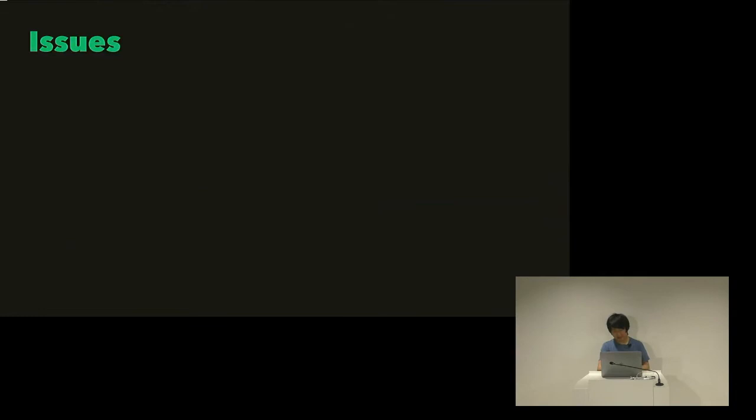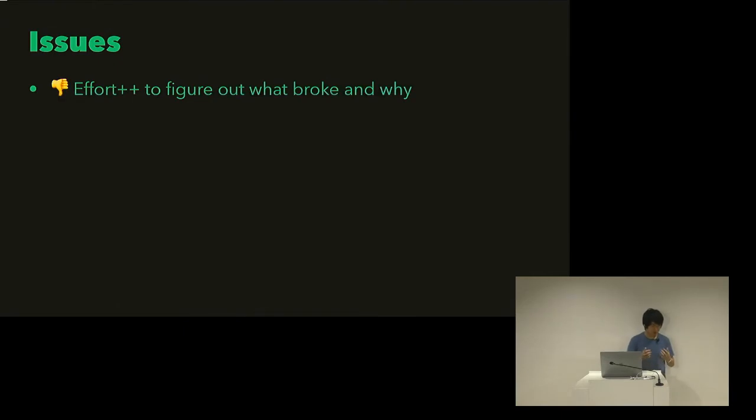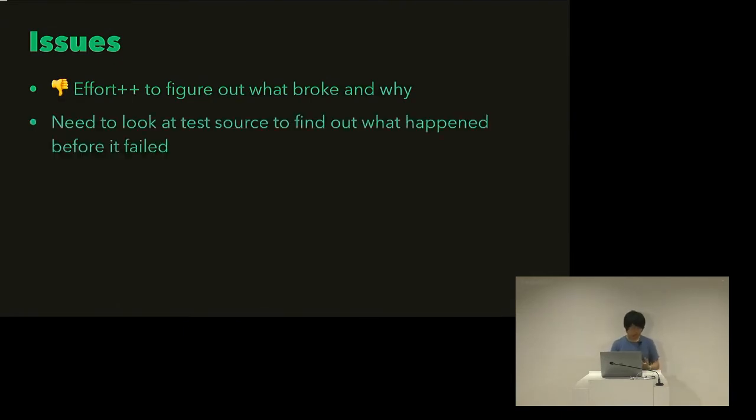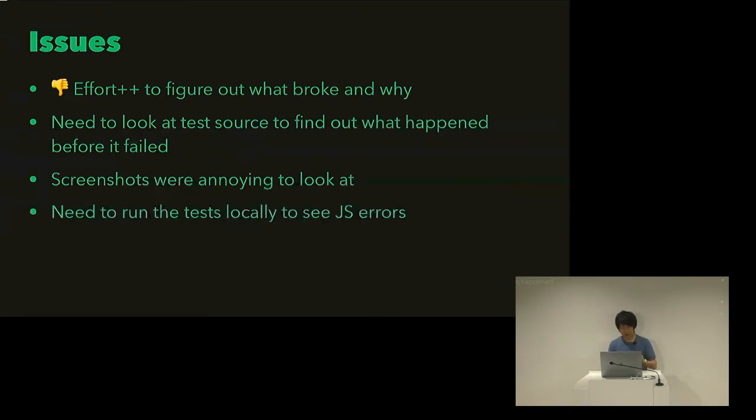So the issues that we had with this was it was a lot of effort to figure out what broke and why, which sucks when you're trying to figure out how to fix it quickly. You need to look at the test source to figure out what happened before it failed, which is useful to figure out, you know, if there's anything before that that might have caused a problem. The screenshots that the tool generated were very annoying to look at. And ultimately, you need to run the test locally to see the JavaScript errors.